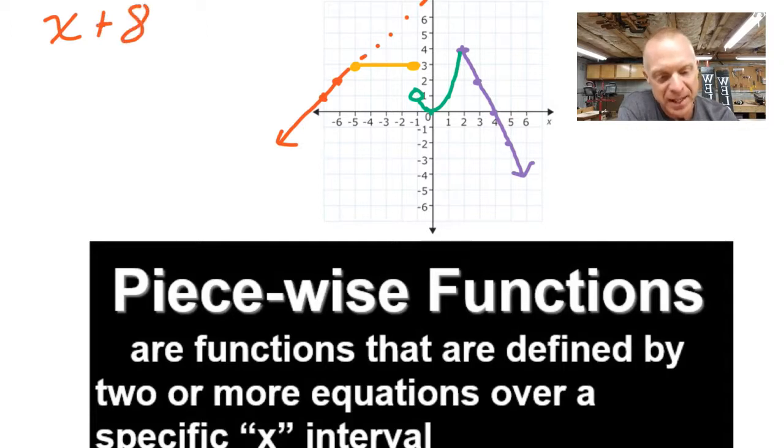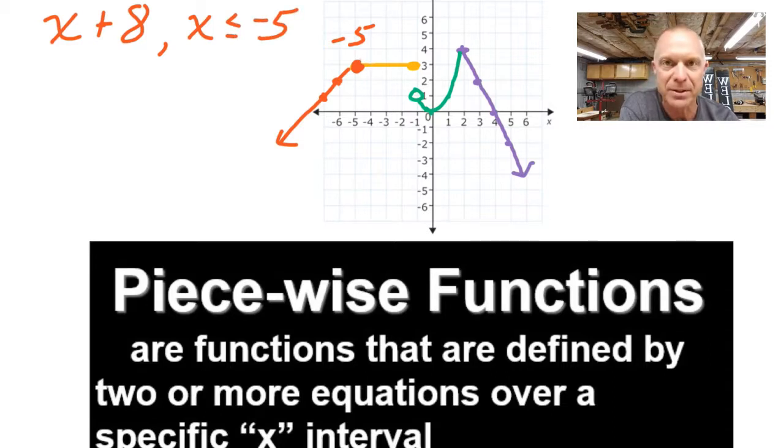But the thing is that it's not the entire line x plus 8. It's only the piece of the line that is to the left of this red dot. Now, this red dot is given by an x value of -5. And to say that we want to be to the left of -5, we would use a less than sign. And that would mean that we only want the piece of this equation that is less than or equal to -5.